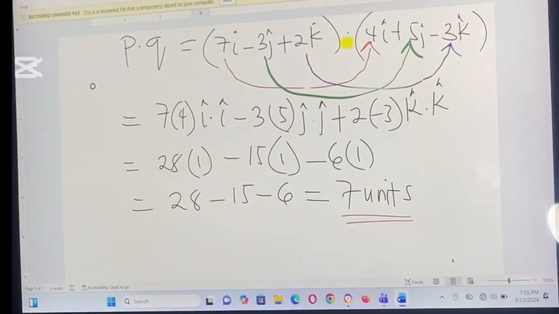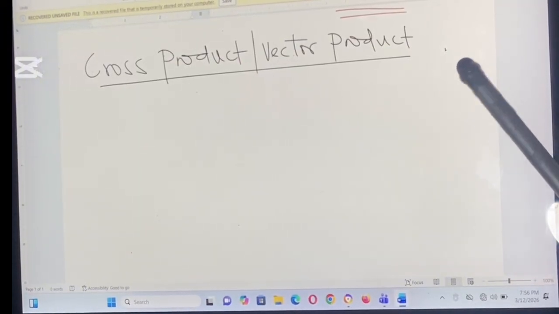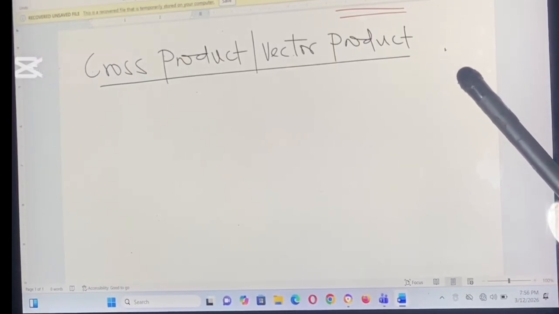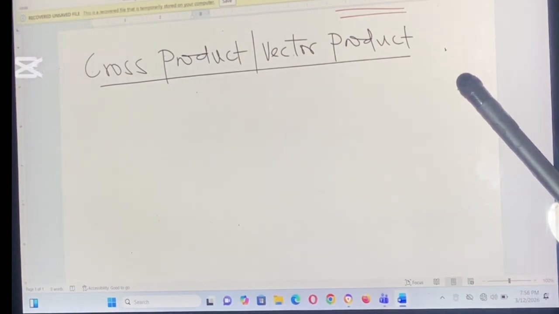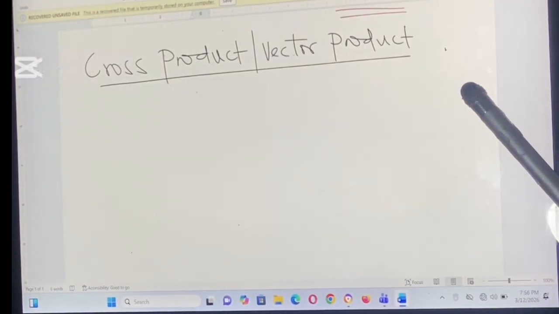Okay. Let's solve the next product here. Please write cross product or vector product. Let's know when two vectors are in cross or vector product. Okay, please write: two vectors A and B are said to be in cross product if and only if they are expressed as A cross B or A hat B.